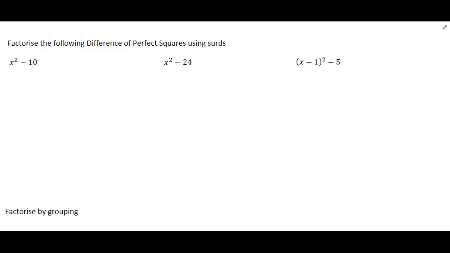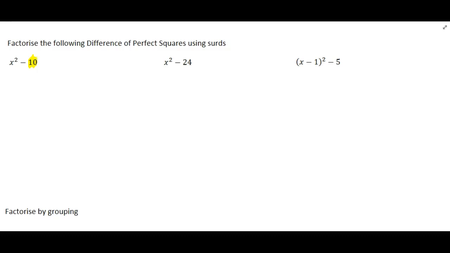Okay, second part of the factorising video. Factorise the following difference of perfect squares using surds. These look similar to the ones we did above, but you may notice that the second number is not a square number, and because there's no highest common factor, we can't take anything out. So it doesn't present as a square number.